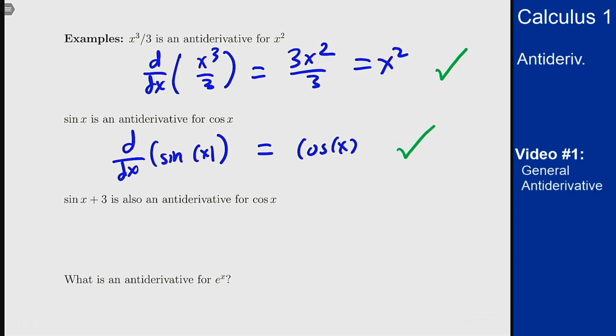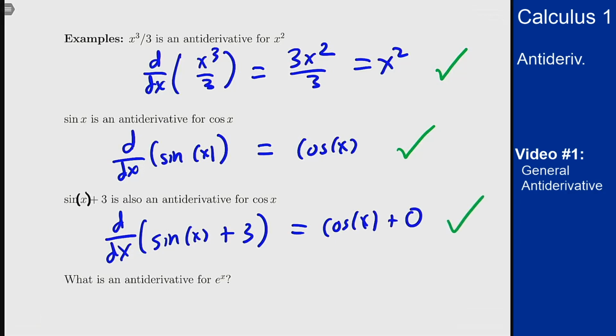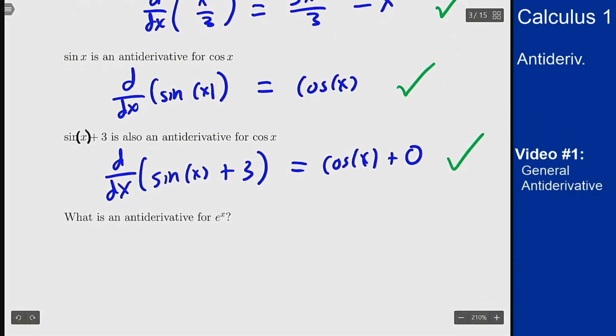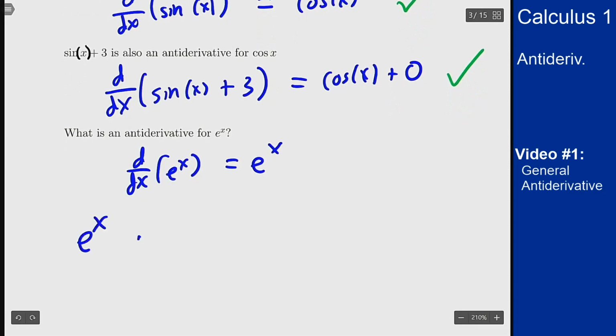Sine of x plus 3 is also an antiderivative for cosine of x. Why? Well, if I differentiate sine of x plus 3, this just becomes cosine of x, and the derivative of 3 is 0, so plus 0, which is just cosine of x. So what's an antiderivative for e to the x? Well, I know if I differentiate e to the x, I just get e to the x back at the end. That means e to the x is an antiderivative for e to the x.